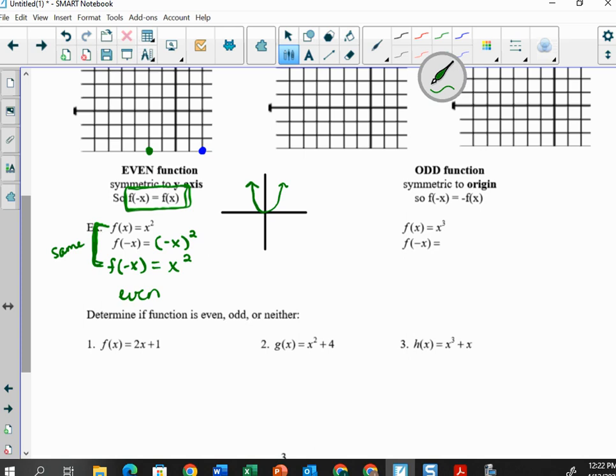Okay, so you plug it in, show the work and simplify. If it's exactly the same, it's even. The answer is the same. What they simplify to, if it's exactly the same, yes.